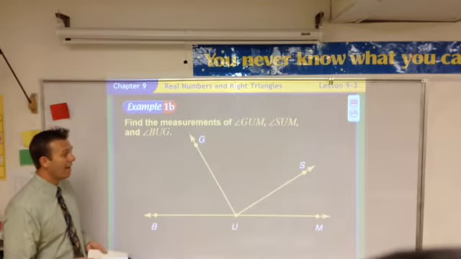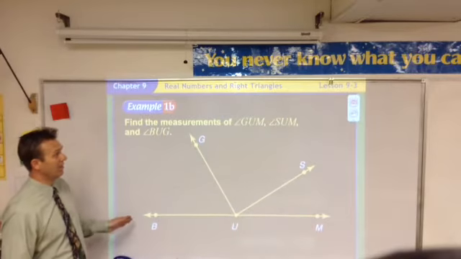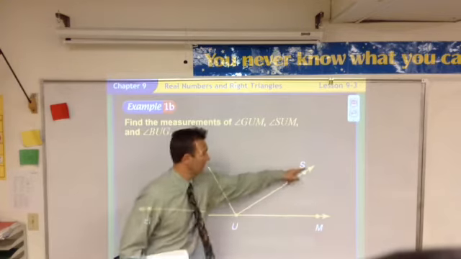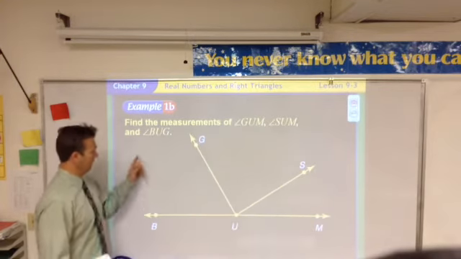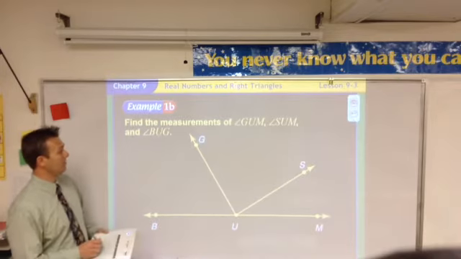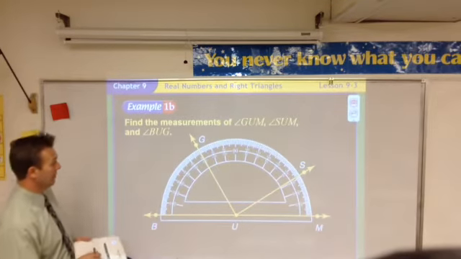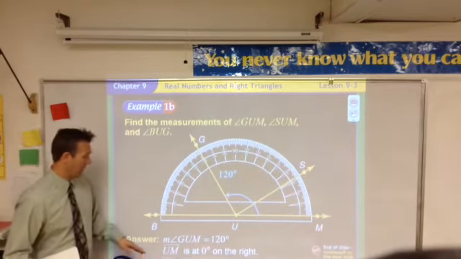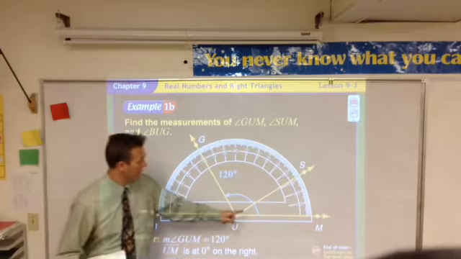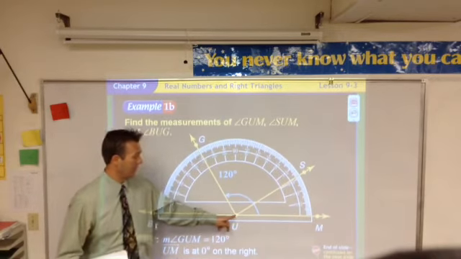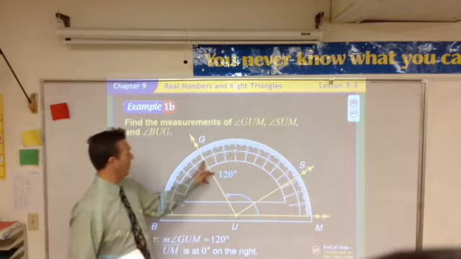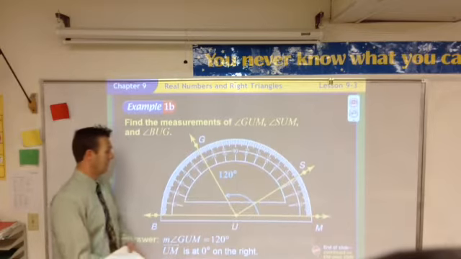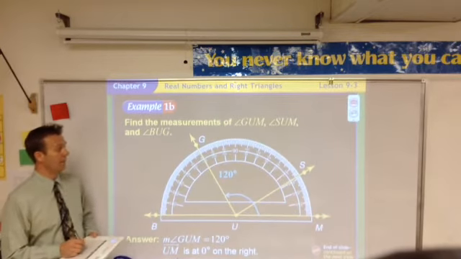B. Alright, so now we have a bunch of different angles, and they want to find the measurements of GUM, SUM, so that would be this angle here, and BUG. They want you to find those measurements. So the first thing you have to do is you have to take your protractor, and we actually get to control the protractor, and you'll see that angle GUM, from here to here, they placed it on the vertex, starting with the M, going all the way here, it's 120 degrees. Because this right here is called an obtuse angle. And so you know that that is the answer for that one.